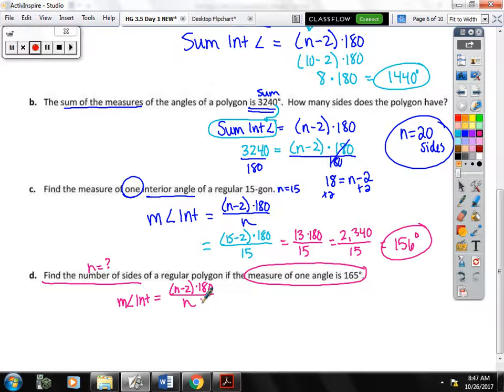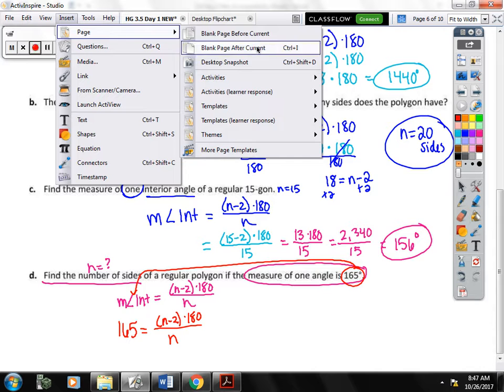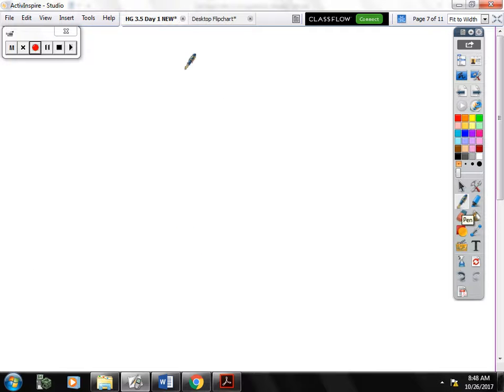I kind of wish I could scroll down more, but I can't. And we're going to substitute in 165, not for n, for the measure of the interior angle. It's going to go on the left. I'm actually going to open a new page and rewrite this. Some of you are not going to be able to see that. And those of you that know your algebra, this shouldn't be hard to solve, but those of you that struggle with solving, this may be the hardest problem in the unit that you have.